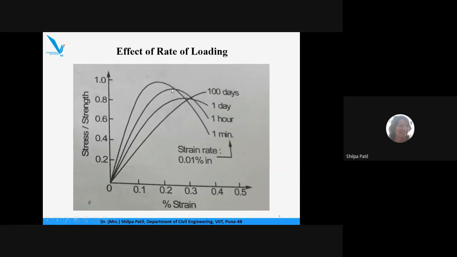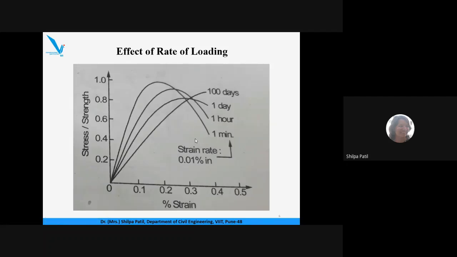In that case you can see how the stress strain curve is sharp. Now the same thing if we do in 1 hour, the curve obtained is flatter. For 1 day it is still flatter. For 100 days it is again a little bit flatter. So there is an impact of rate of loading on the stress strain curve.